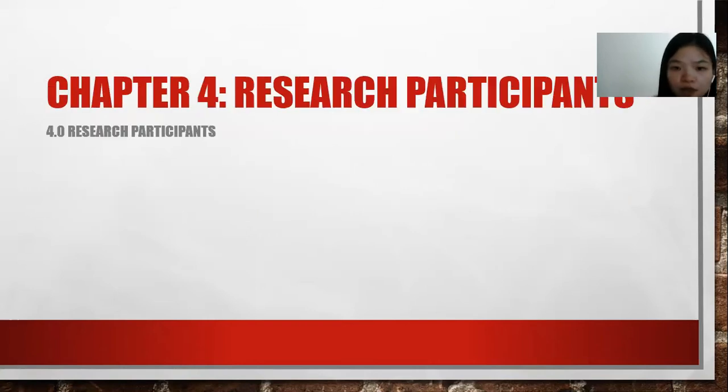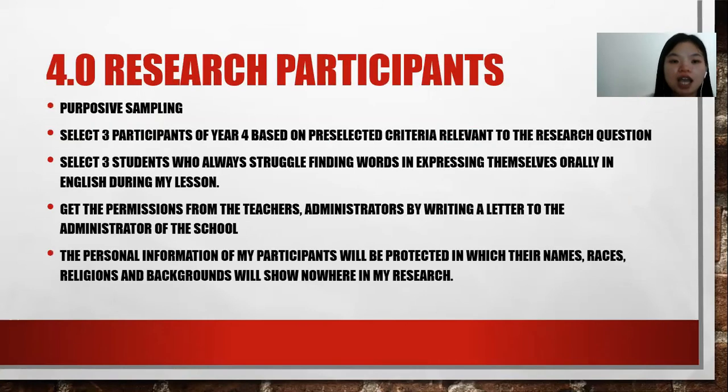And so for chapter 4, research participant. In research participant, I'm going to use purposive sampling to select my participants. I will select 3 participants of year 4 based on the pre-selected criteria relevant to my research questions. So I will select 3 students who always struggle in finding words to express themselves orally in English during my lesson. After I've selected my students, I will get permission from the teacher and administrators by writing a letter to the administrator of the school.